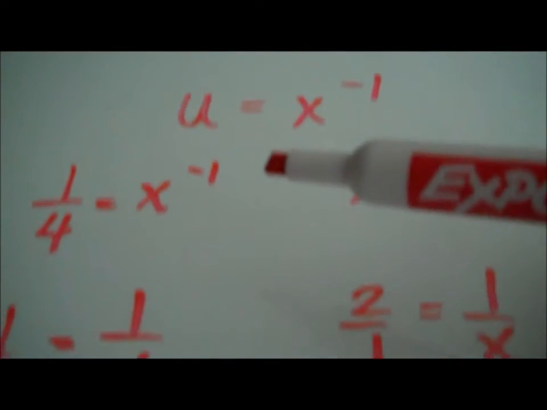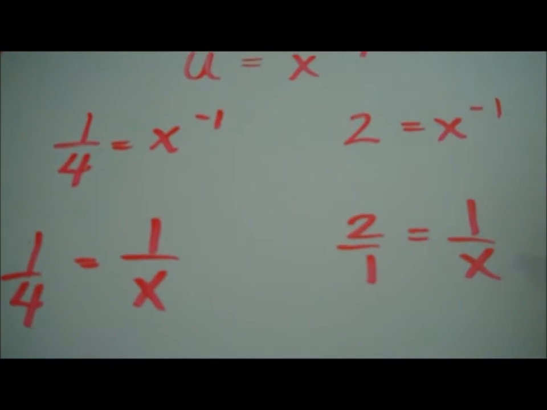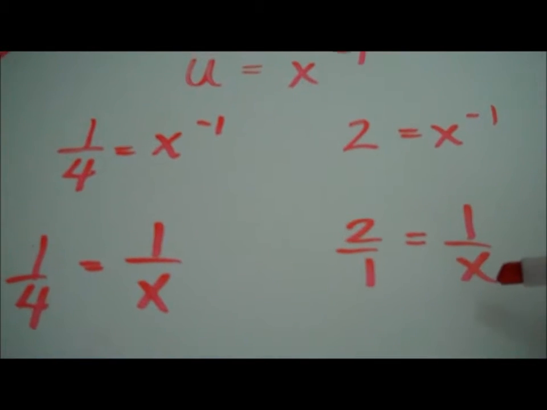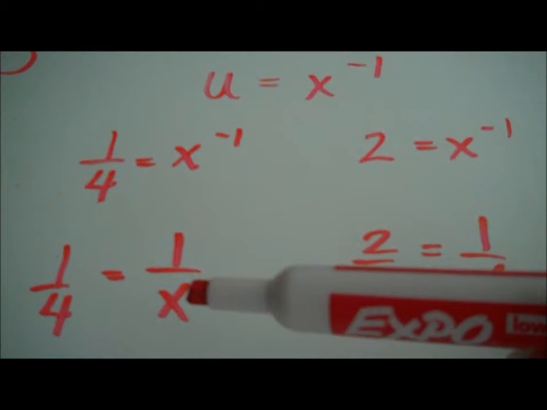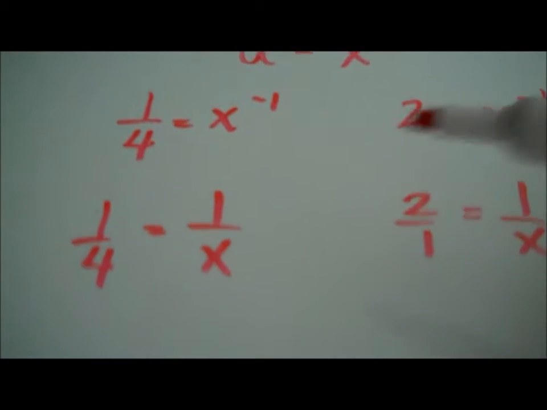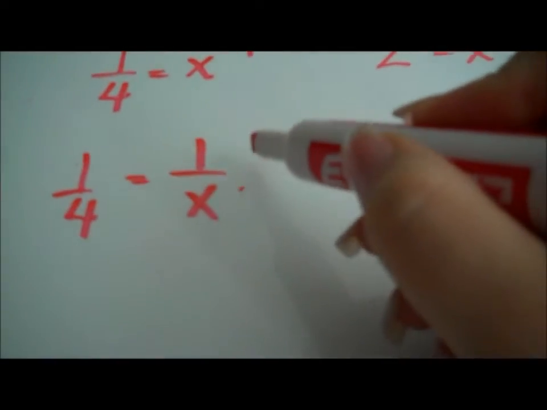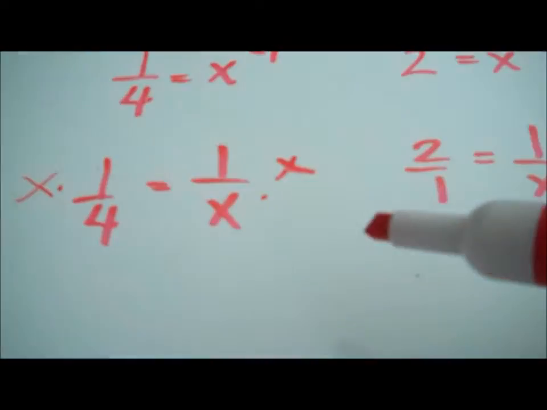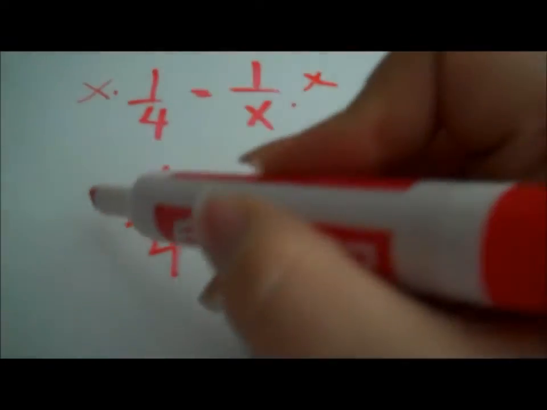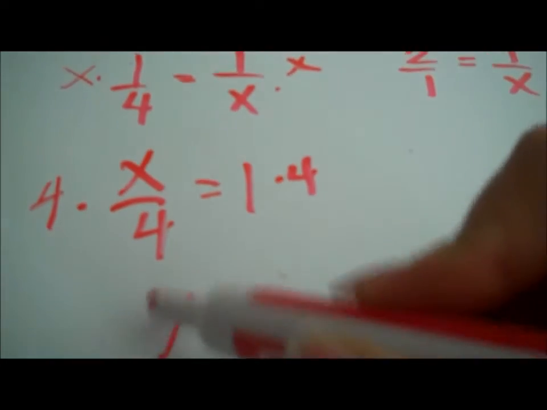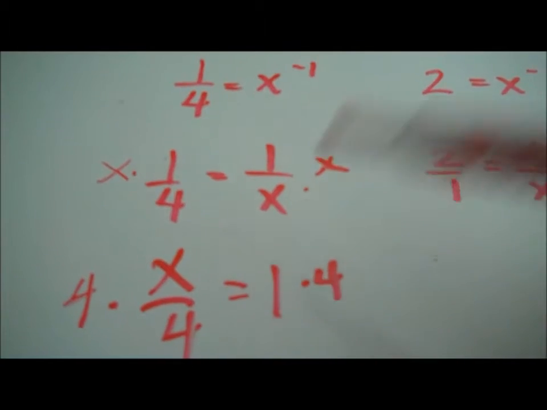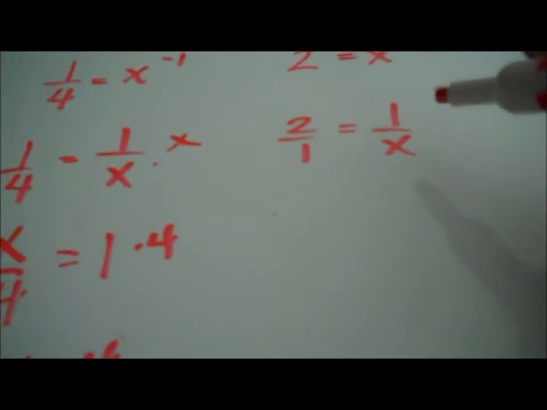Well, x to the negative 1 means 1 over x, and so I've substituted those in. I've changed 2 to a fraction of 2 over 1. So to get x in the numerator, you can just think of this as the reciprocal, or if we need to work it out, I would multiply both sides by x. I would get x over 4 equals 1. Multiply both sides by 4, and so x equals 4, which is again the reciprocal of 1/4 because x is in the denominator.